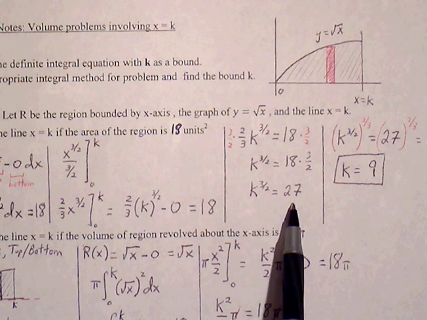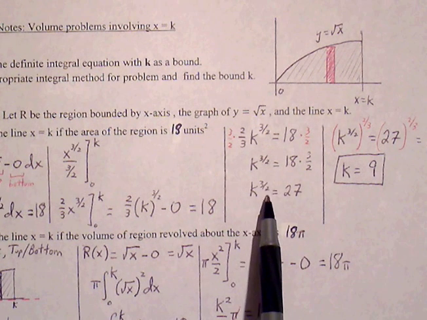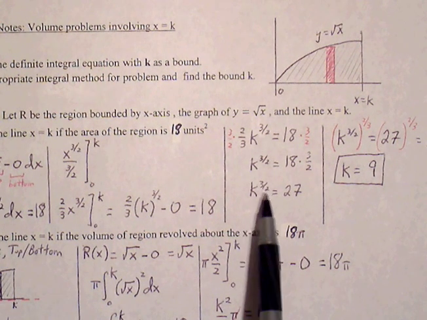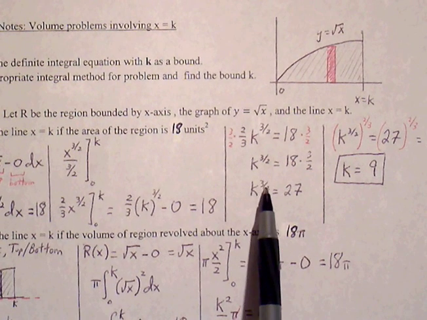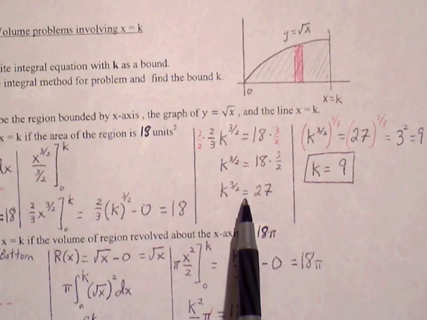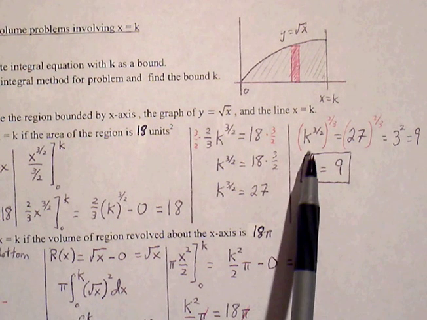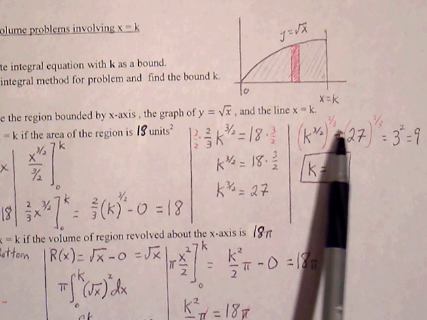And now we can raise both sides to the 2/3 so that we can get k by itself, and also to cancel out this exponent there, to move this exponent to the other side. So raise both sides to the 2/3.